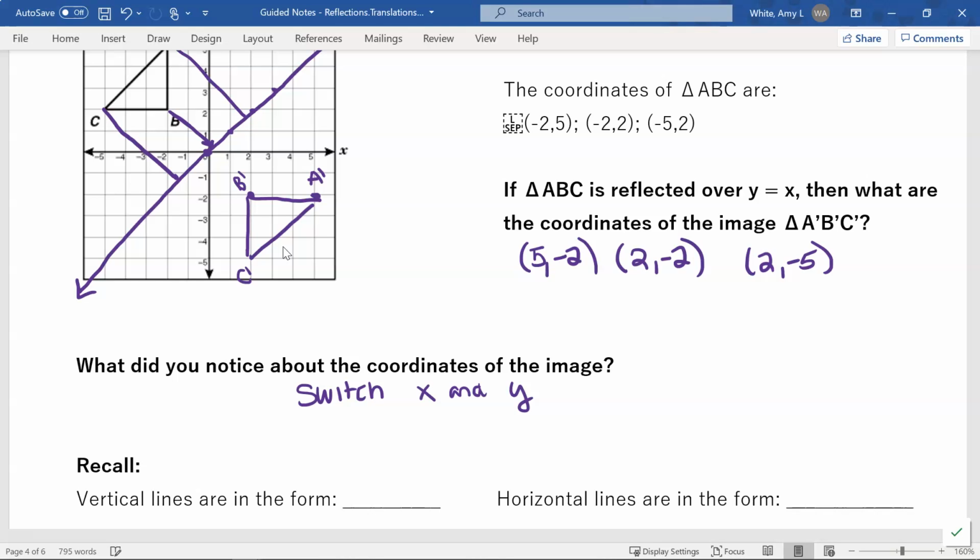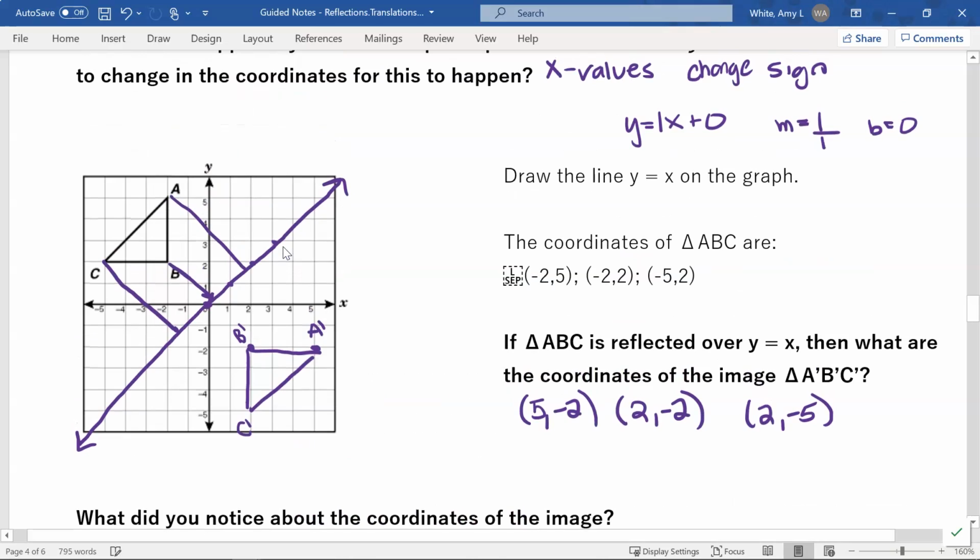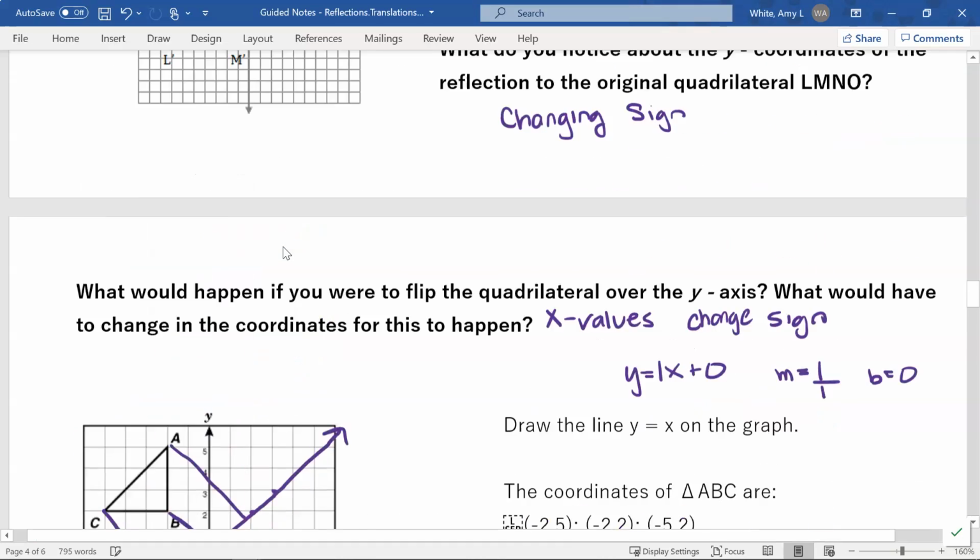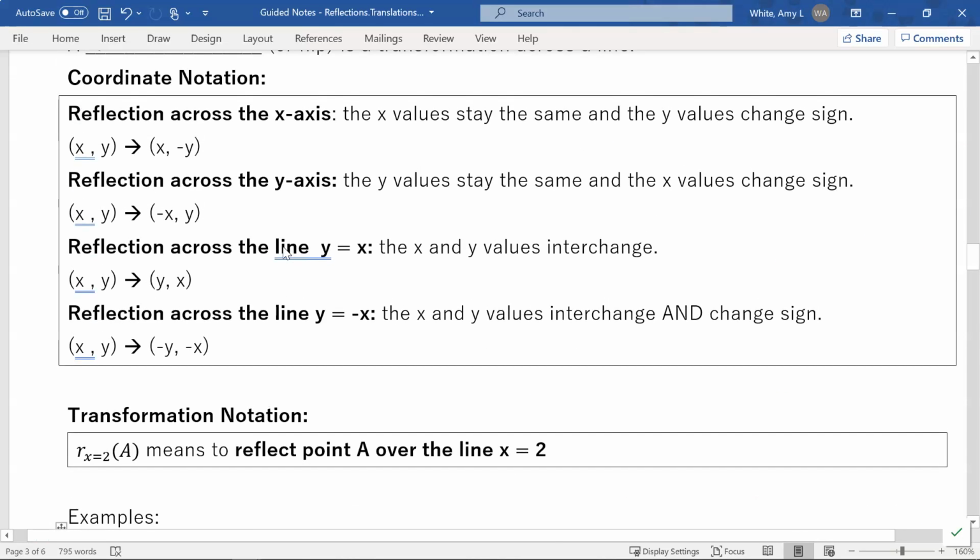Now, if we were reflecting over the line y equals -x, y equals -x has a slope of -1, so it would look like this. In that case, we are going to have to switch the values and change their sign because of the negative. And that is listed in this rule right here. So you see for y equals x, we just switch the position. For y equals -x, we switch the position and change the sign of them.